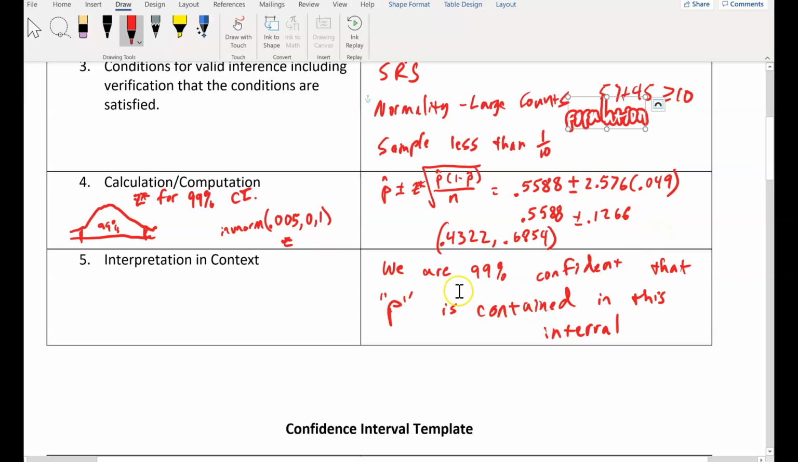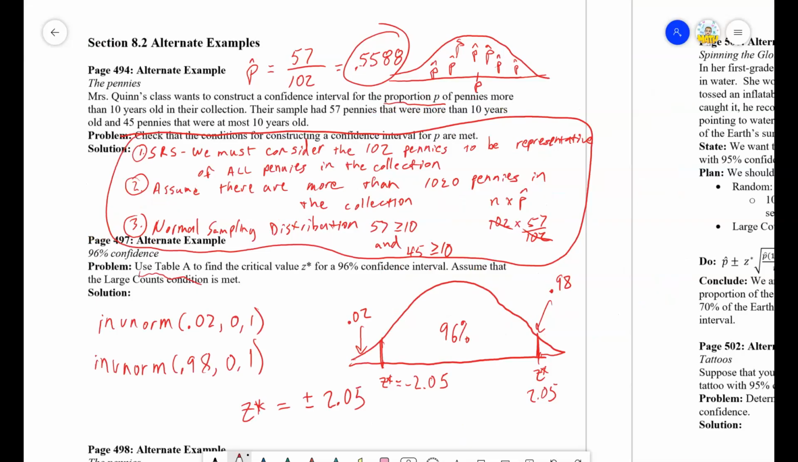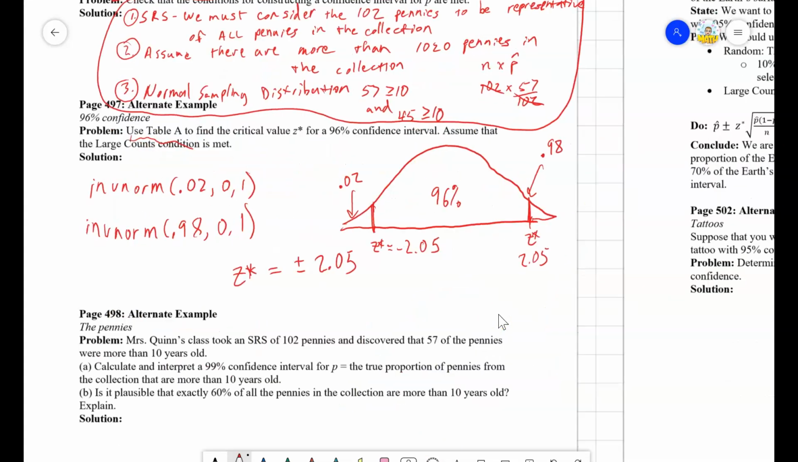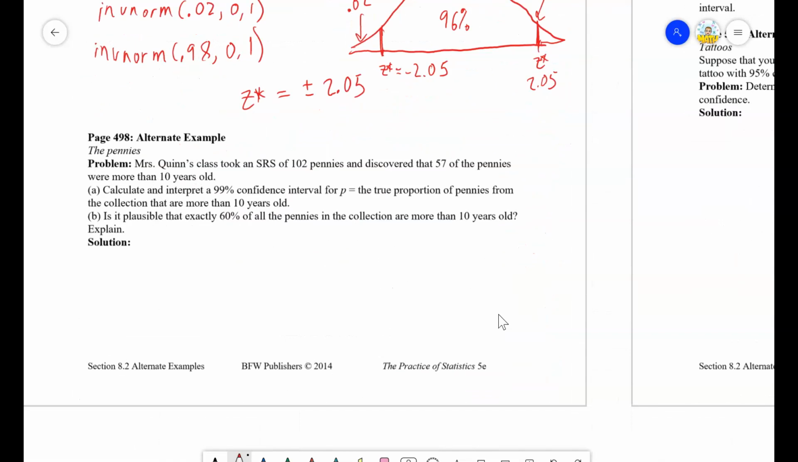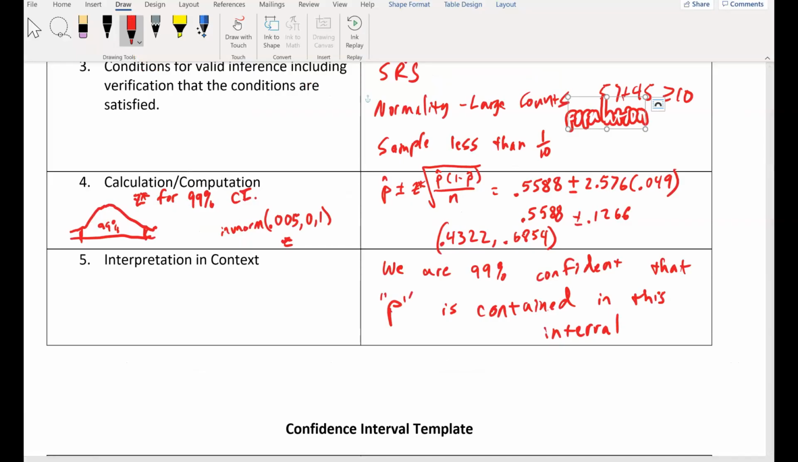And then this is our interpretation in context, okay? So now let's get back to the second part of this question. All right, I hashed out my confidence interval on the template. Is it plausible that exactly 60% of the pennies in the collection are more than 10 years old? So we go back and look at our interval, and we can see that 60% is inside of our confidence interval, so we would say that it is plausible.